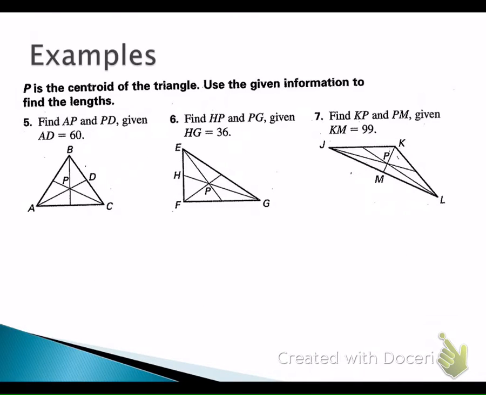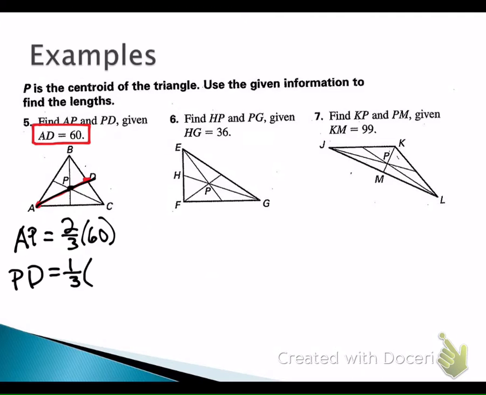On these next 3, you don't need to draw the triangle. It's fine. Put this information though. Put that the whole thing from A to D is 60. The longer one is the one that touches the angle. So this one, AP, is going to be 2/3 times the 60. The next one, from the centroid to the median, is going to be 1/3 times the whole thing.